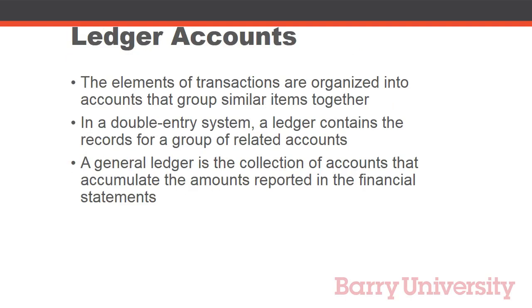Ledger accounts are the elements of transactions organized into accounts that group similar items together. In a double entry system, a ledger contains the records for a group of related accounts. A general ledger is a collection of accounts that accumulate the amounts that are reported in the company's financial statements: the income statement, the balance sheet that we looked at in Section 1, and the statement of cash flows.